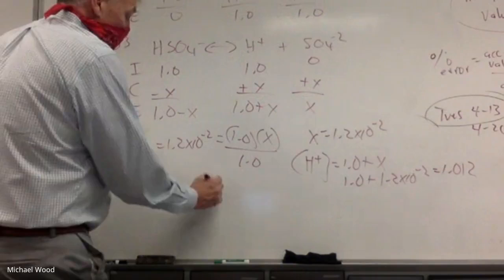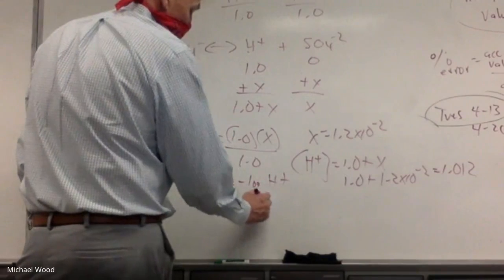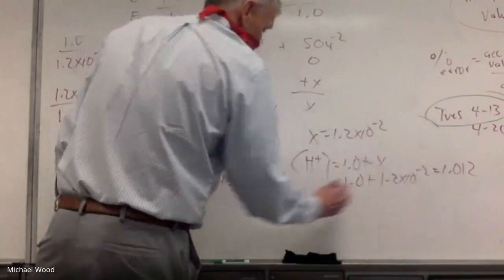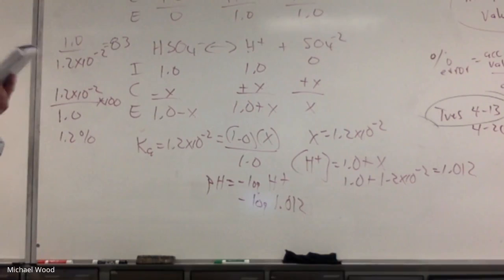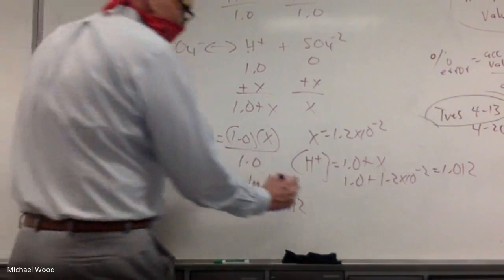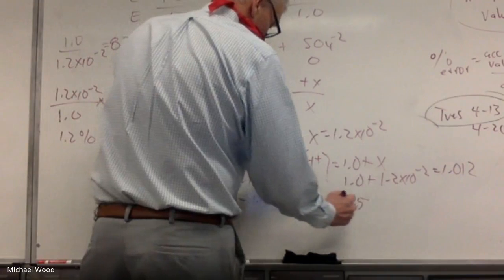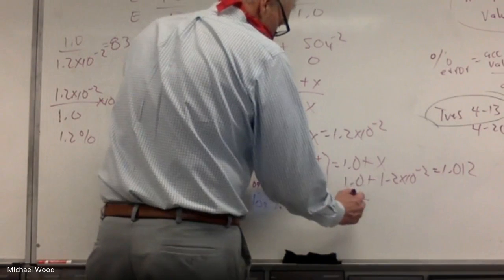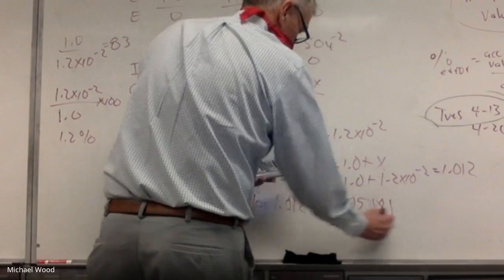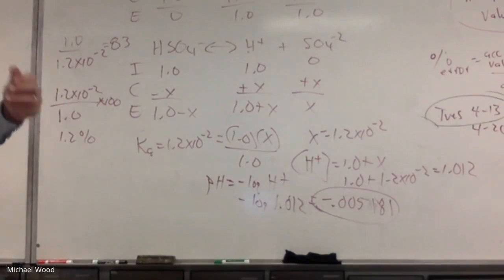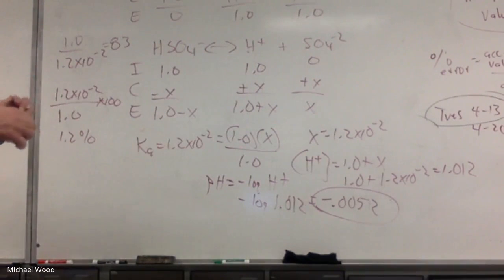But then to find the pH, I'll do the negative log of the H plus. So I'm going to do the negative log of 1.012 on my calculator. So negative log of 1.012 gives me a pH of negative 0.005. Technically, that had four sig figs, so negative 0.005518. I get my sig figs screwed up. Sig figs with the logarithm start at the decimal, so those zeros would be significant. Negative 0.0052.